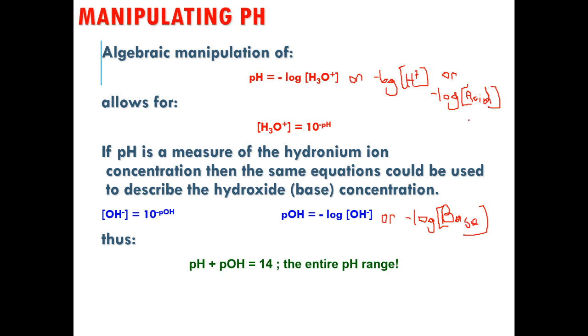However, if it's H2SO4 or Ba(OH)2, then you have to double that concentration, because for every molecule that's getting broken down, you're getting twice as many hydrogens or twice as many hydroxides. If we come across one of those problems, I'll go through it.